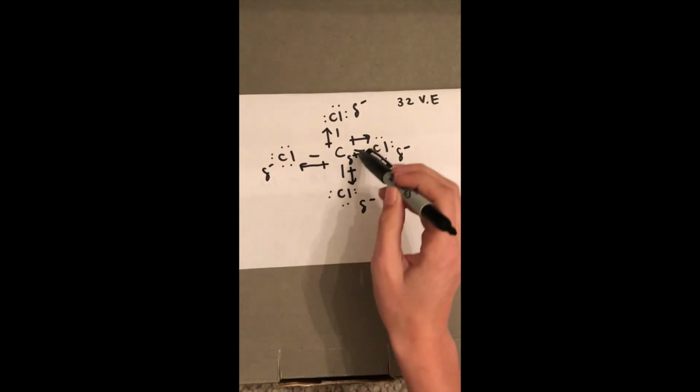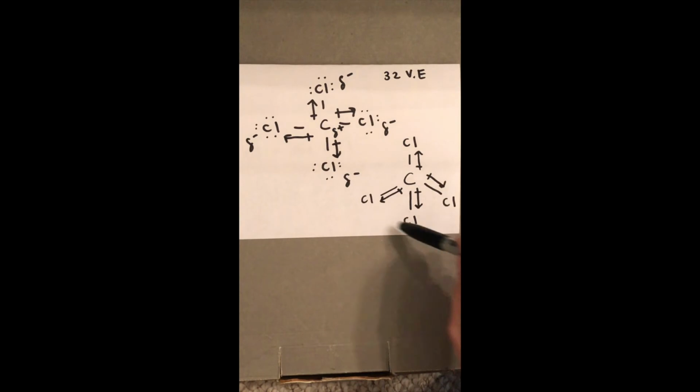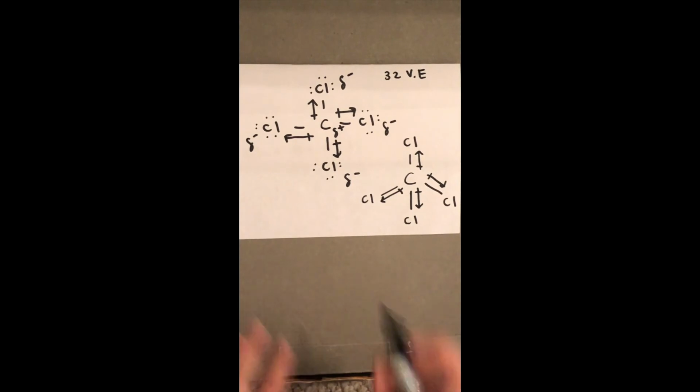It has 4 domains, meaning it will be tetrahedral domain geometry. And it will also be tetrahedral molecular geometry because there are no non-bonding pairs. Here is what the molecular geometry looks like for CCl4. All the domains are the same. That means the bond dipoles will cancel, making this nonpolar.